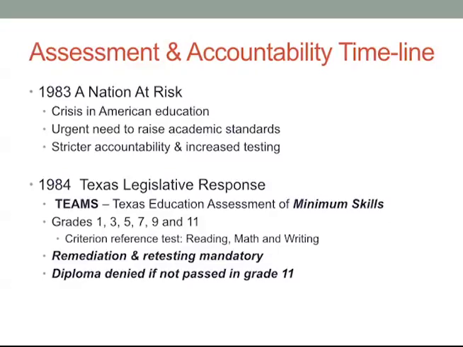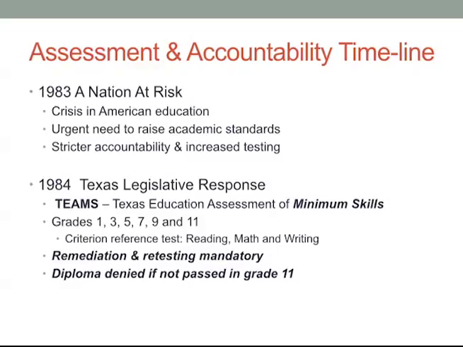Sorry about that. Okay. And as things were continuing on, there's also this weaving of federal and state information that goes together. 1983 was another significant year in education for testing purposes, with the publication of A Nation at Risk: Crisis in American Education, Urgent Need to Raise Academic Standards, Must Have Stricter Accountability, Increased Testing. That's what will get it done.